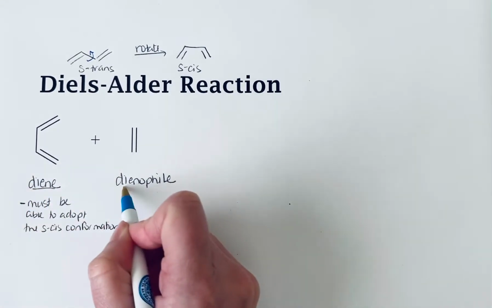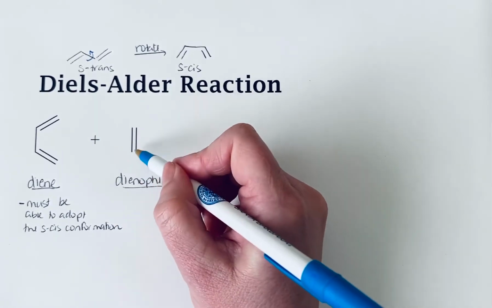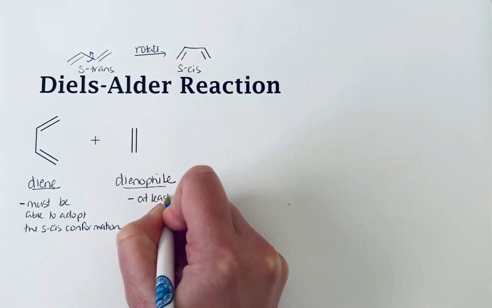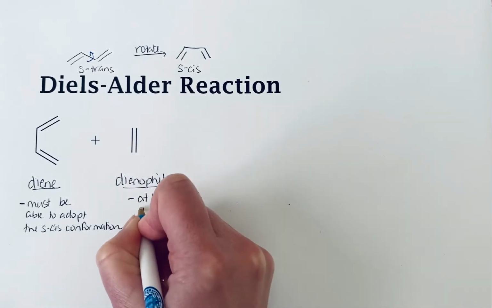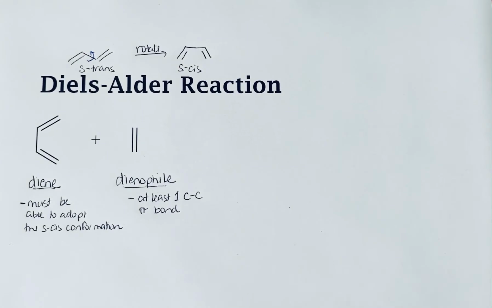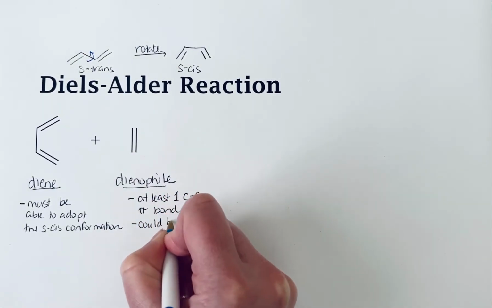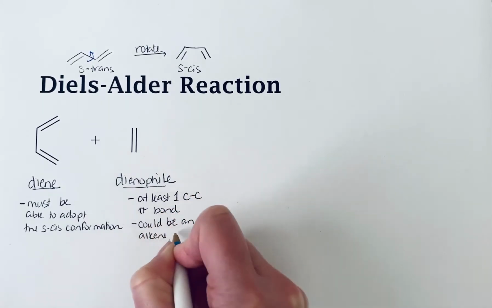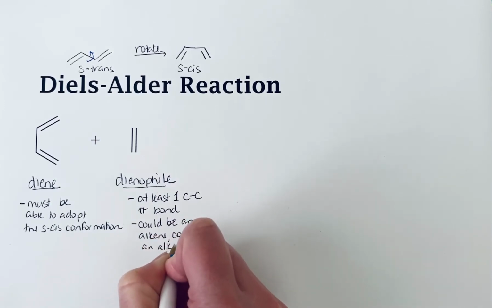And then if we look at what we are reacting it with, the dienophile, it just needs to be a molecule that has at least one pi bond. One carbon-carbon pi bond. So what I've drawn here is just a simple alkene. It could also be an alkyne. So our dienophile could be an alkene, and it could be an alkyne.